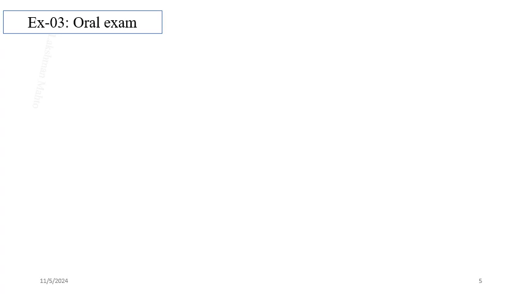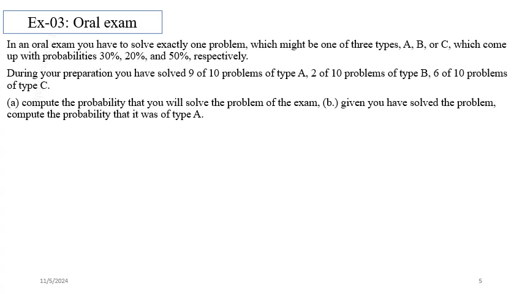Third example I am taking is an oral exam example. In an oral exam you have to solve exactly one problem, which might be any of three types, A, B or C. The probability of A is 30%, probability of B is 20%, probability of C is 50%. So three types of questions are there. During your preparation, you have solved 9 out of 10 problems of type A, 2 out of 10 of type B, and 6 out of 10 of type C.